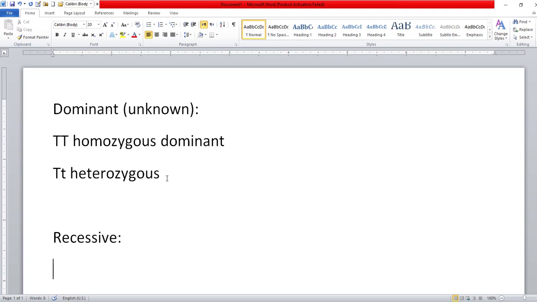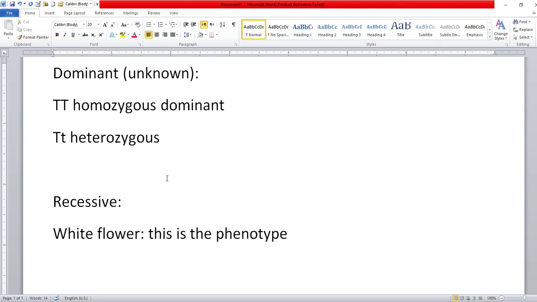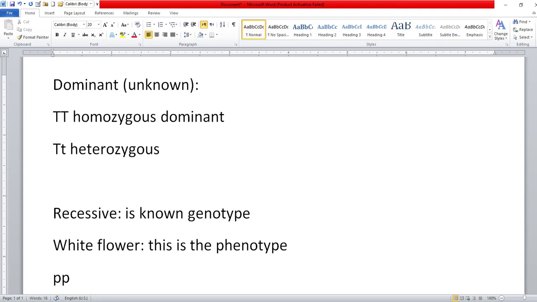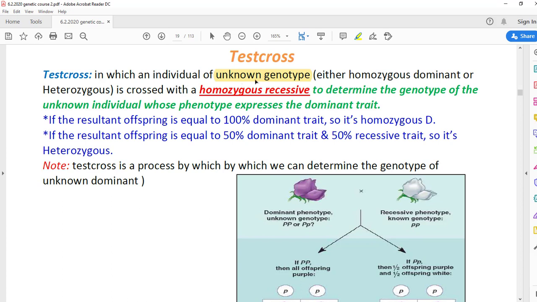The phenotype indicates the genotype. For example, a purple flower. For example, a white flower. This is the phenotype. What is the genotype for the white flower? P small. So the recessive trait is a known genotype. So testcross is the process by which an unknown genotype is crossed with the homozygous recessive.